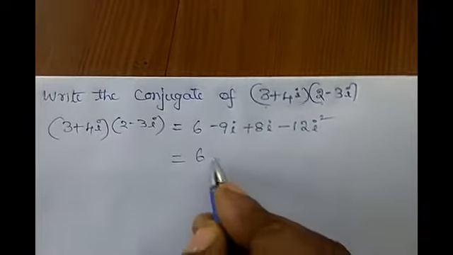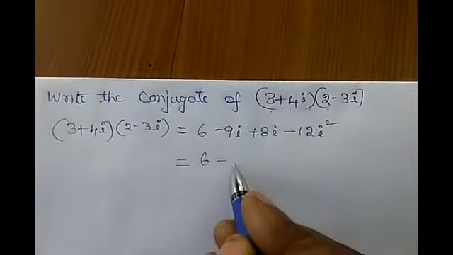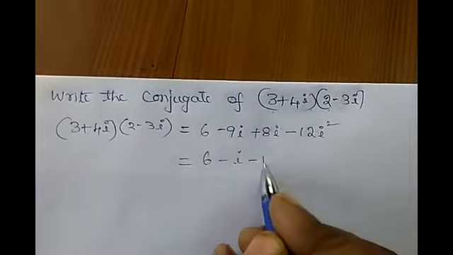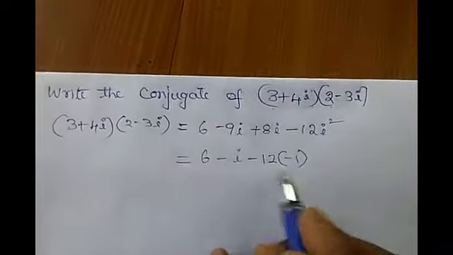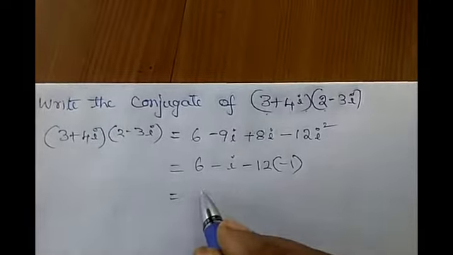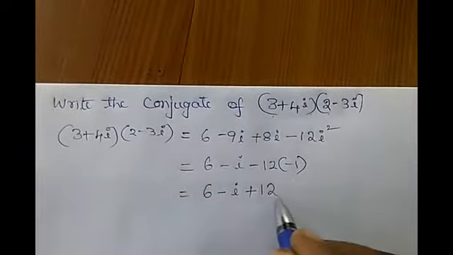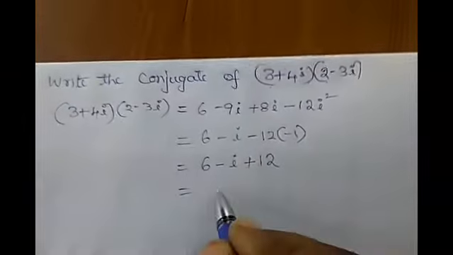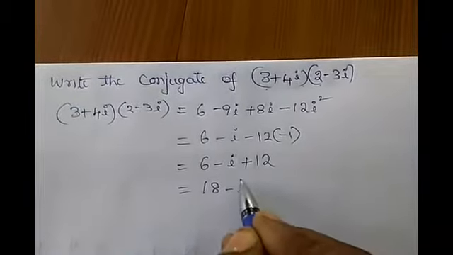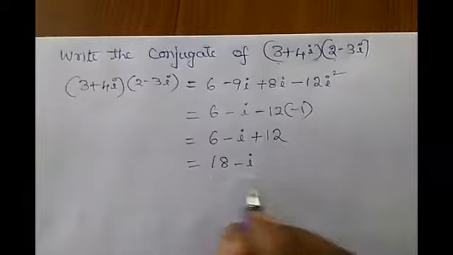6 minus 9i plus 8i gives minus i. Minus 12 into i square, whose value is minus 1. Now 6 minus i, minus of minus gives plus 12. 6 plus 12 gives 18 minus i. Now find the conjugate of this.